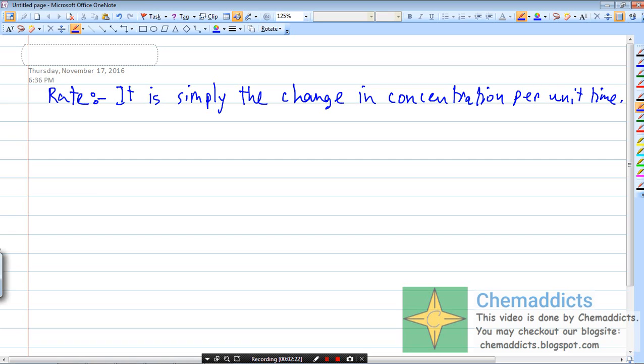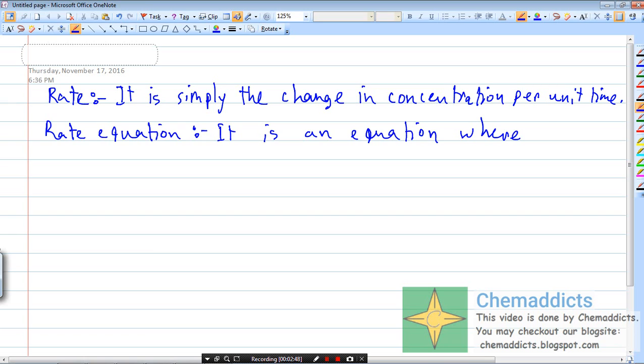Okay, so now let us know what is meant by rate equation. It is an equation where it shows the following relationship. So what is the relationship? So the relationship is this, just like boyfriend girlfriend.